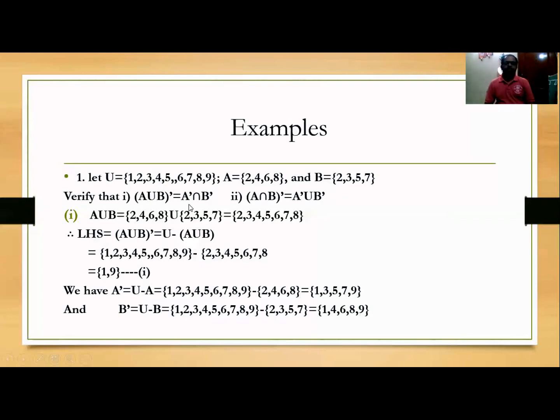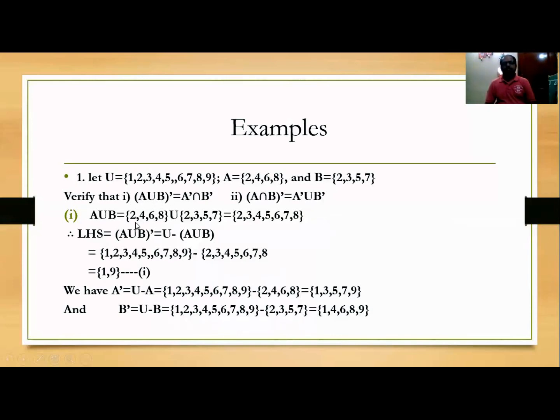To verify the first, A union B. To get the complement of A union B, first we need to find A union B. So what is A union B? See the sets A and B. We have seen what the union and intersection of two sets are. The union of two sets will be the set of elements which are present either in the first or the second set or in both, right? So that is the union.